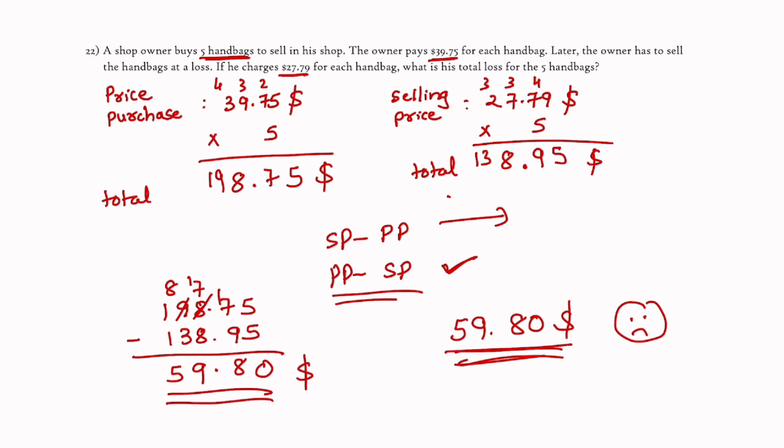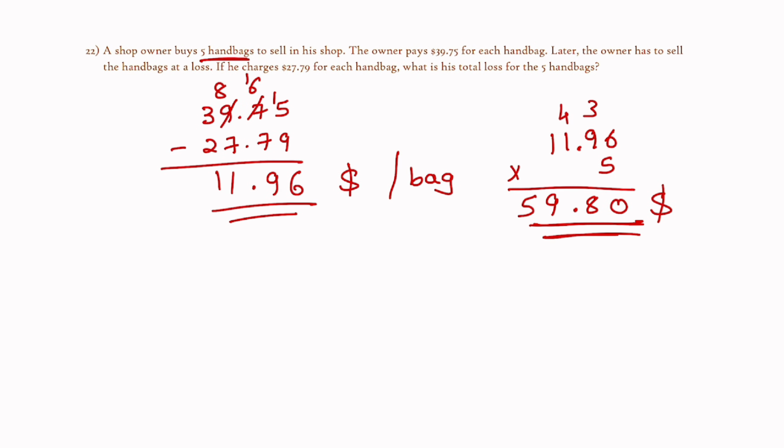59.80. Here I found the difference and I do multiplication only once. So this is a smart way to go faster and get your answer.